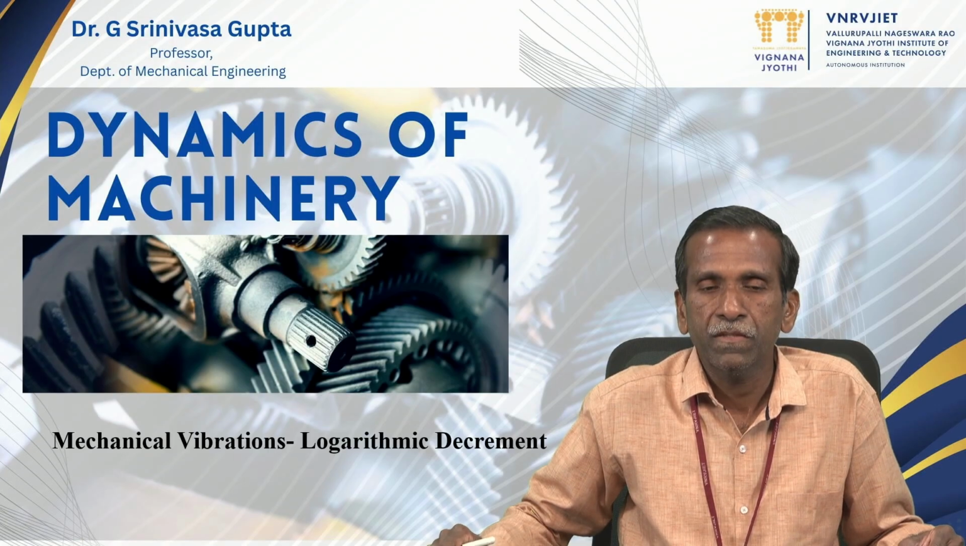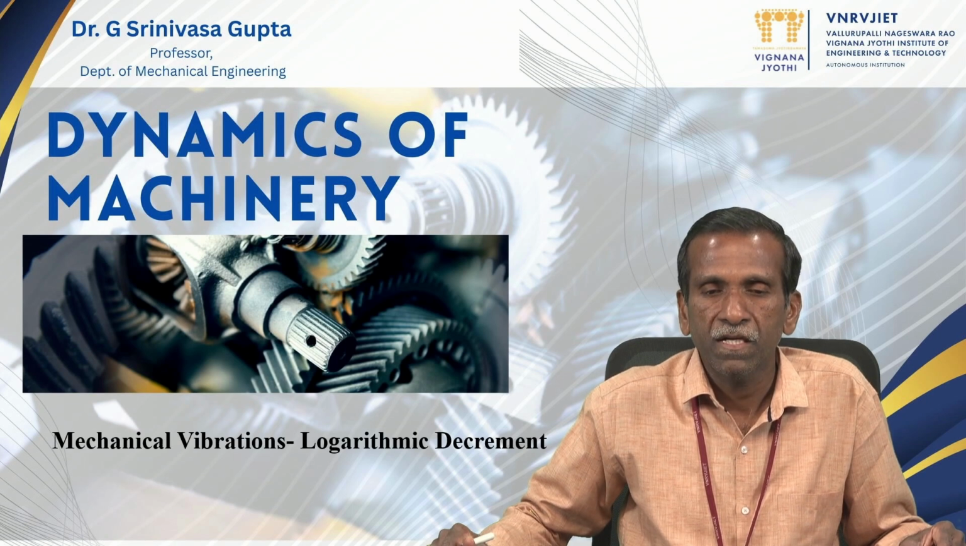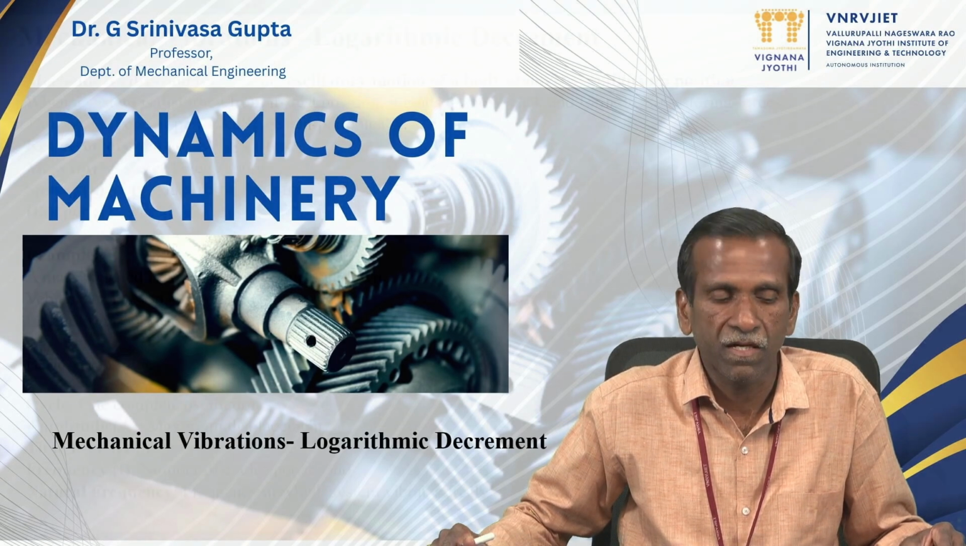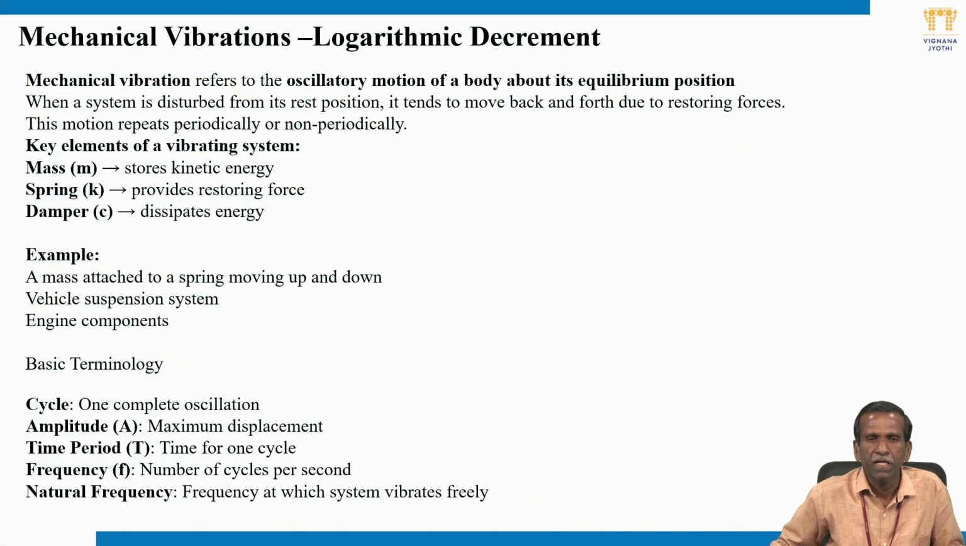As a part of Dynamics of Machinery course, today we are going to discuss the concept of logarithmic decrement in mechanical vibrations. We will see what is logarithmic decrement, how it arises, what expression we can derive. Already we have seen mechanical vibrations means oscillatory motion of the body from its equilibrium position. That means some work is done against elastic constraint forces, and the body is trying to restore back to its original position. In that transition, the energy will be continuously transferred from one form to other, kinetic energy to potential energy to kinetic energy.